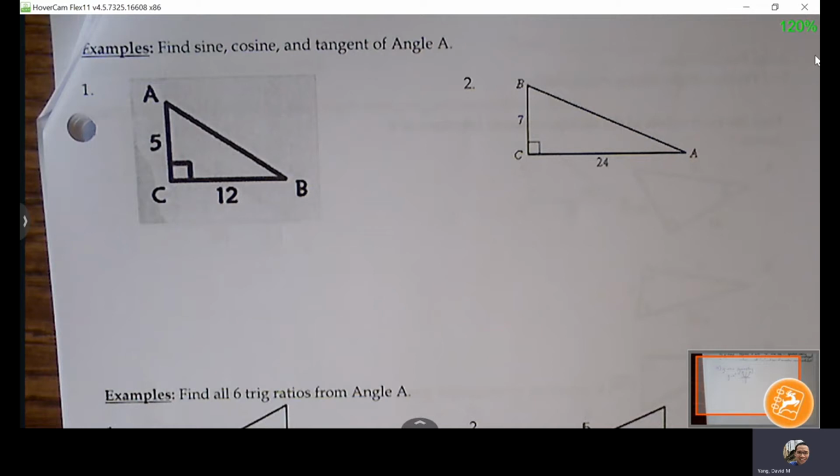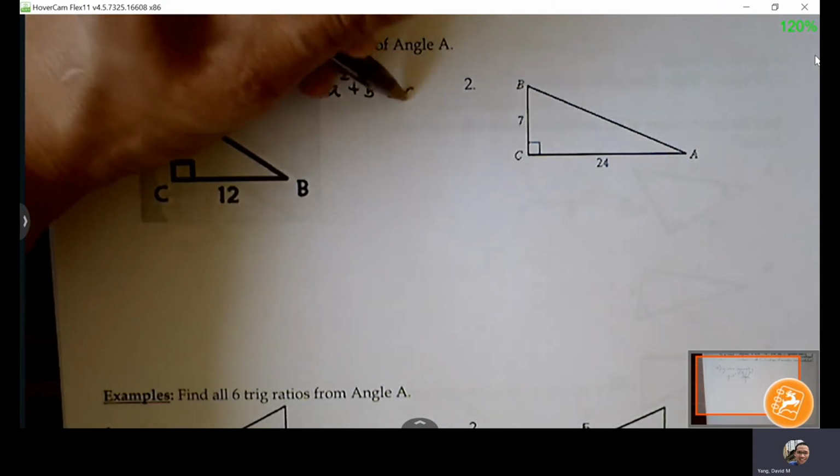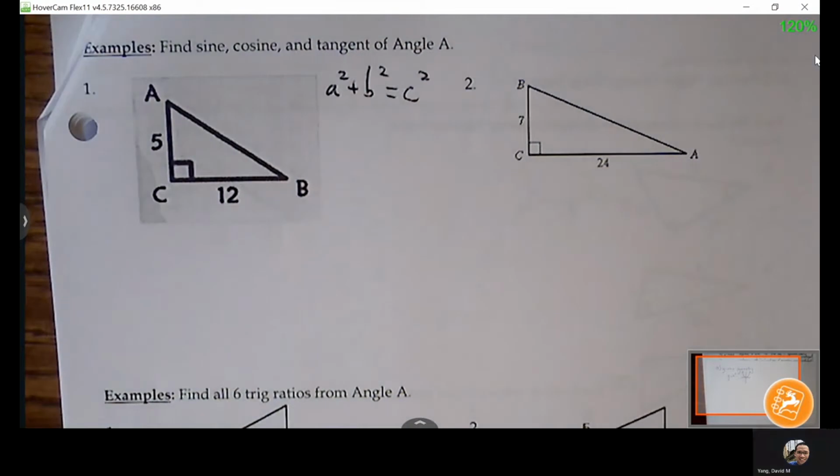Yeah, Pythagorean theorem. Okay. So the angles inside a triangle add up to 180, and we have a 90-degree angle across from the hypotenuse. If we're dealing with a missing side length of a right triangle, we'll rely on the Pythagorean theorem. Here, we can think of it as a squared plus b squared equals c squared. Okay, we can use our calculator to find that c value.